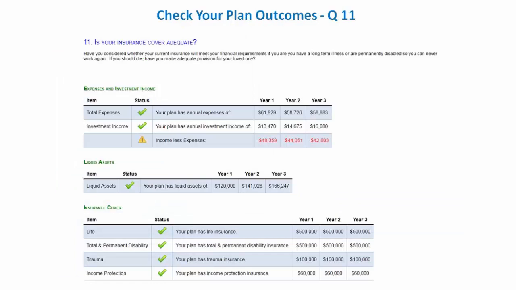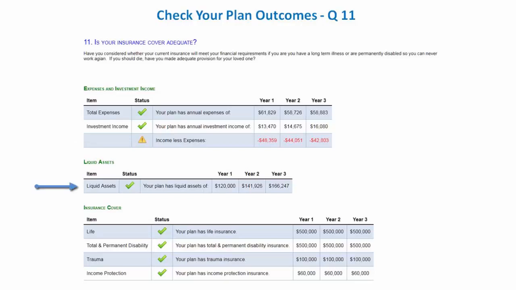Is your insurance cover adequate? The information on this question will only be displayed if you have previously created the insurance needs report and entered the details of your insurance policies. The first table lists your investment income and expenses. You will notice that the warning symbol has been entered because the investment income is less than that of the expenses. If for any reason you were unable to work in one of the first 3 years of the plan, then you may not be able to support your investments.